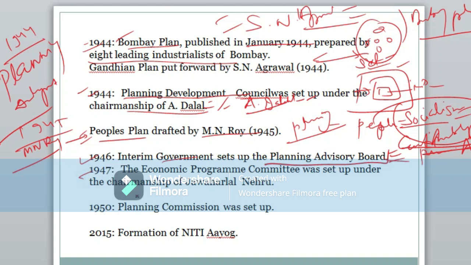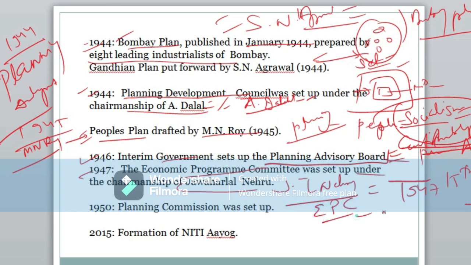Then comes 1947. The Economic Program Committee was set up under the chairmanship of Jawaharlal Nehru. नेहरू जी के प्लान के अनुसार इकोनॉमिक प्लानिंग कमेटी बन गई है 1947. India got her independence. 15 अगस्त को भारत को आज़ादी मिल चुकी है. और क्या बनी है? इकोनॉमिक प्रोग्राम कमेटी बन गई है, ईपीसी, बाई पंडित जवाहरलाल नेहरू.